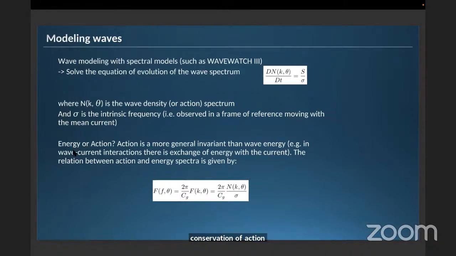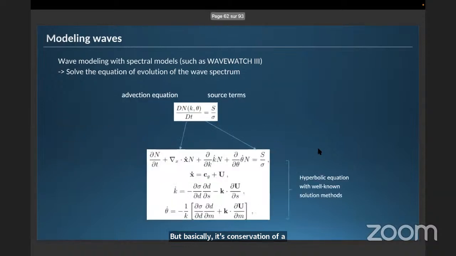Energy and action are related through this equation at the bottom. We use action because it's a more general invariant than the wave energy. But basically, it's conservation of wave energies that we solve. And in this equation of wave evolution, we have the variation of the advection equation, the part of advection, which is solved through these various equations. So it's a hyperbolic equation with well-known solutions and methods.